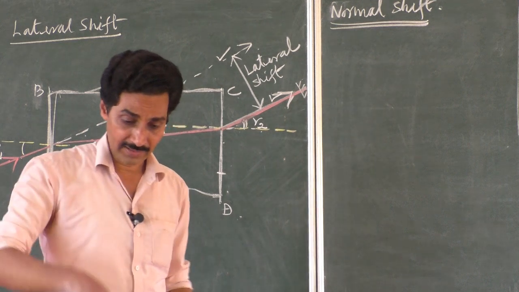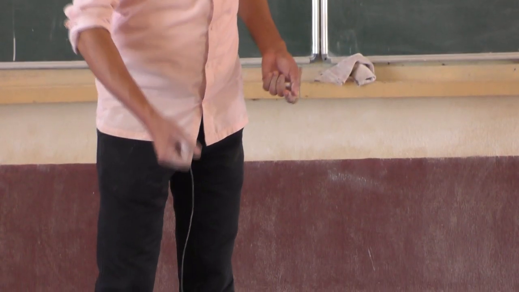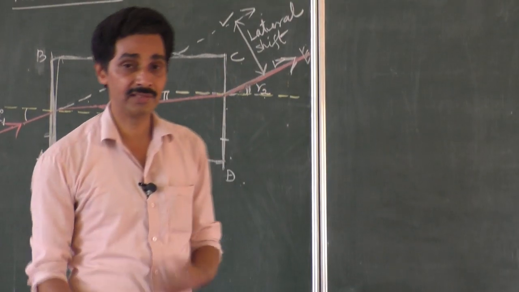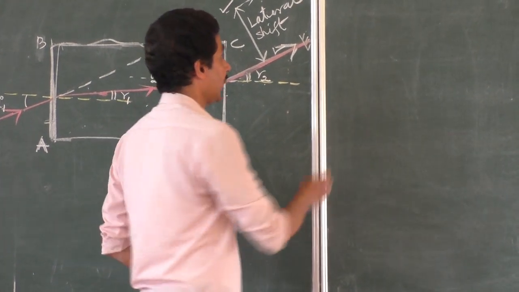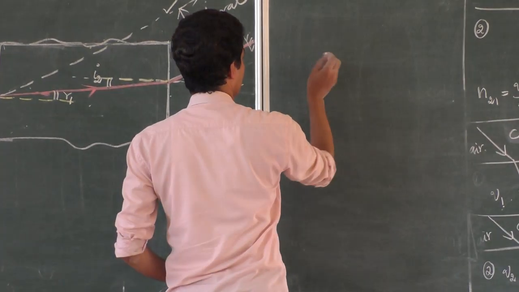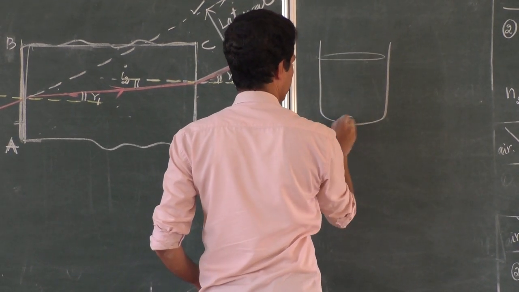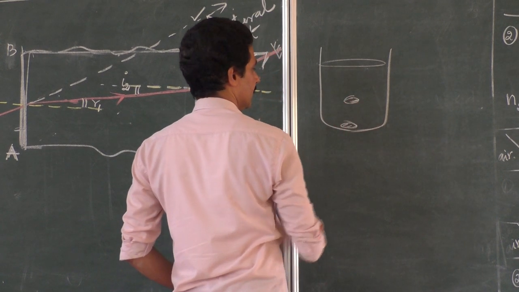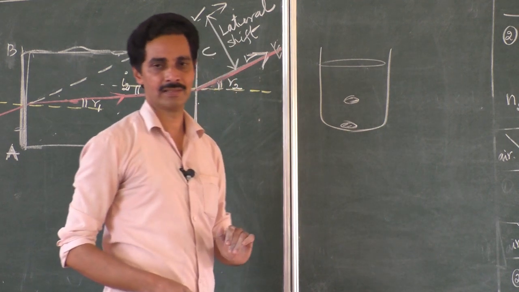If you put your hands into the beaker containing water in order to take the coin out, you will find that coin is deep inside. It is not as it appears. That is apparent shift. So you have to start it from apparent shift. So if this is a beaker containing water and if the coin is really here and it appears to be here, this is the position where it appears to be and this is really where it is.